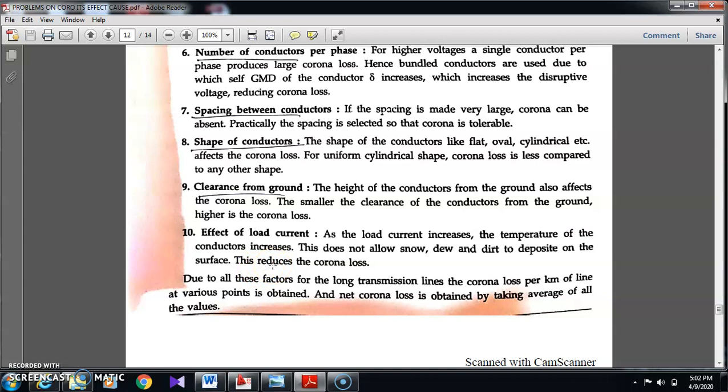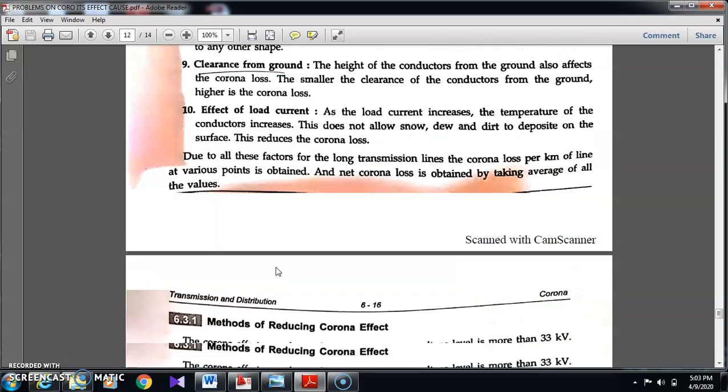Okay, so if the temperature increases, what happens? Even the dust on the surface won't get deposited. The temperature and current also play a very important role here. If dirt or snowfall is on the conductor, giving rough surfaces, corona loss will be there. So that's why it has to be reduced. So these are all the effects here.